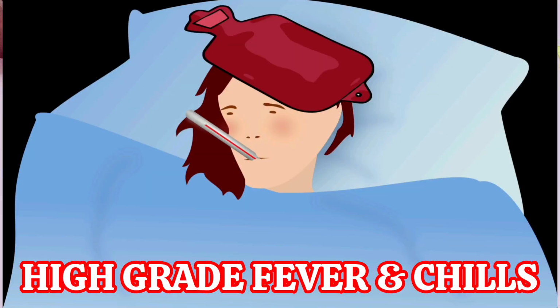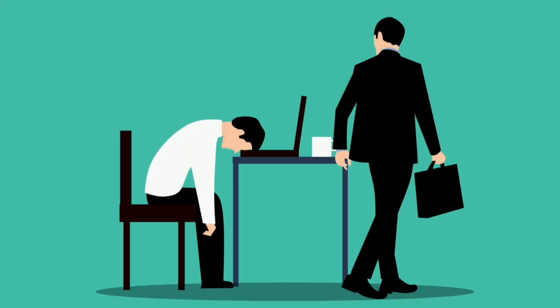Now, if the infection is in the upper urinary tract, that is especially in the kidneys, then what are the symptoms, right? So here the symptoms will be, first one is high grade fever and chills. Second one is nausea, vomiting. Third one is flank pain, that is pain or a sensation of pressure in the lower back or in the sides. Fourth one is fatigue or generalized weakness.